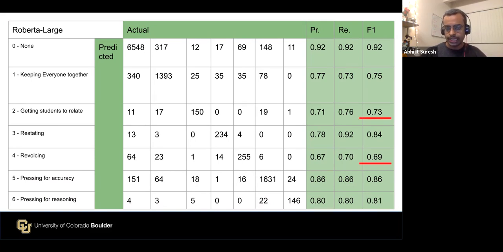What we realized was one of the reasons why revoicing was not working as expected was that the number of revoicing instances in the training sentences was low. This is one of the issues we identified, and by collecting more data, we hope to resolve that. The second TalkMove I wanted to focus on is getting students to relate to each other's ideas.